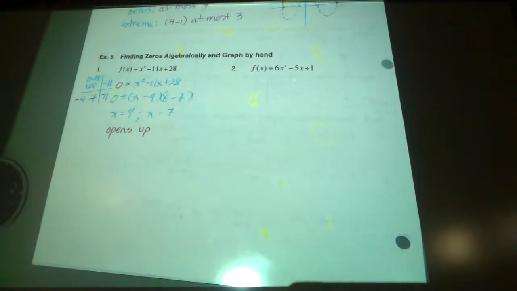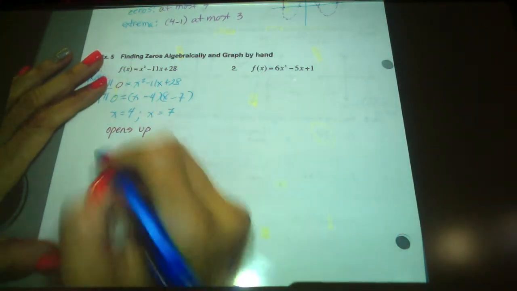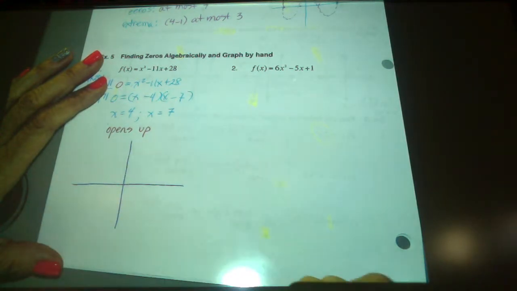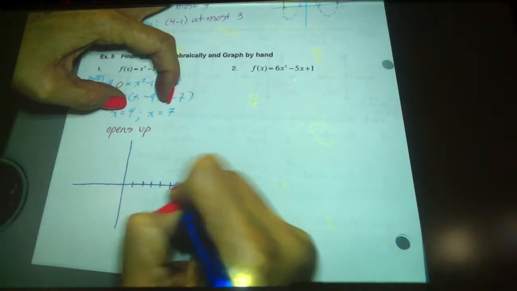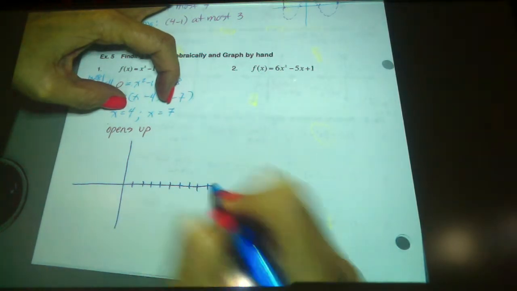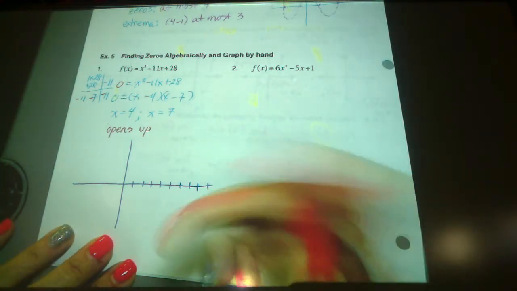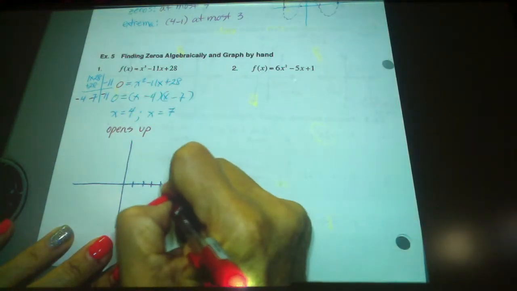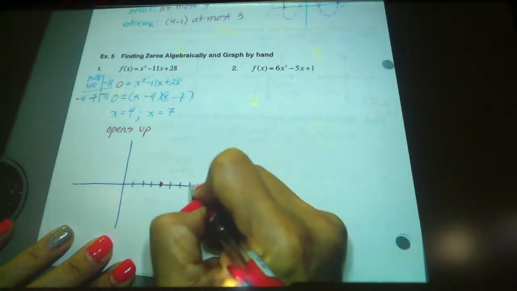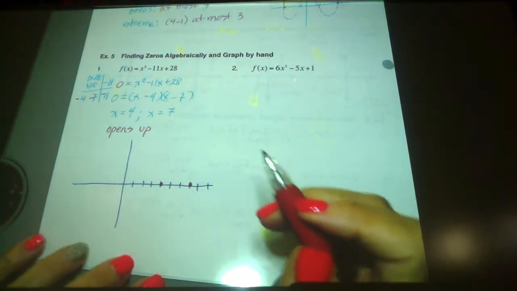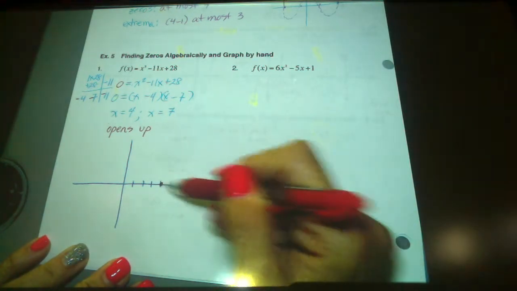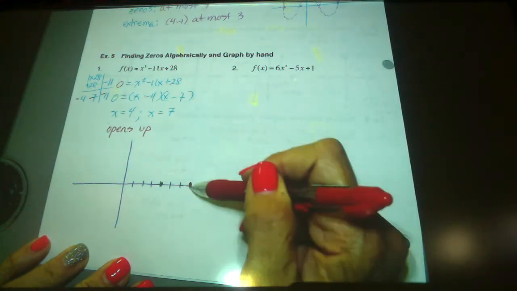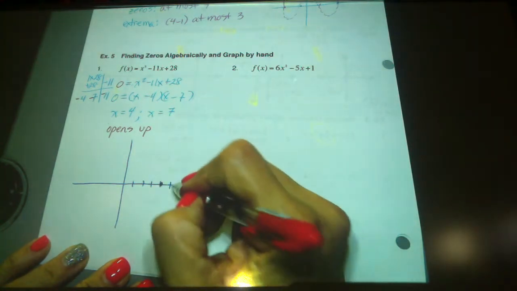And because it's an even function, the left and right hand should agree. So I ought to be able to sketch my graph. And you'd be able to go to 7 on the x-axis. So I'm going to plot a point at 4 and a point at 7. Because I know a parabola is symmetrical, I want to find the very middle between these 2 points. What's the midpoint between 4 and 7? 5.5, right? So it's right here in the middle.